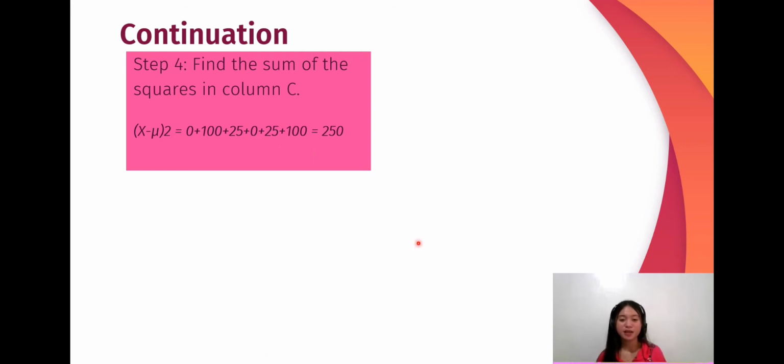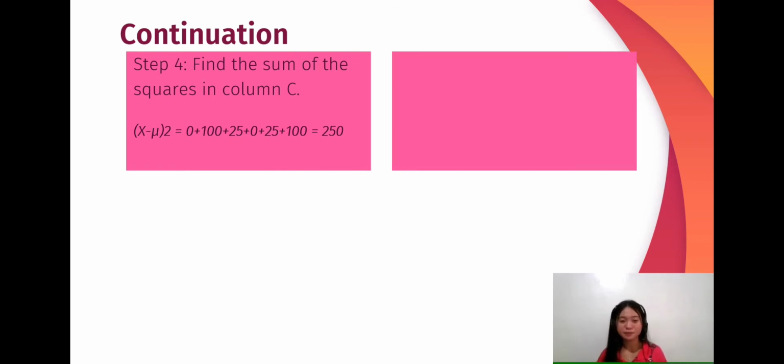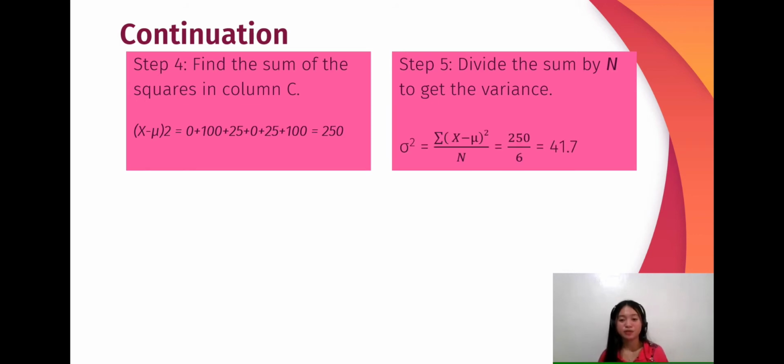The next step is para makuha na ang variance, atong i-divide ang na-sum up na sa population size. So, ingon na siya 250 divided by 6 is equal to 41.7.